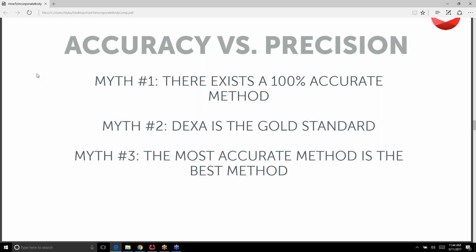So I'll talk a little bit about accuracy and precision and the difference in a second here, but going on to myth number 2. A lot of people will think that DEXA is the gold standard today, but given the fact that the MRI is the only thing that sees fat, and that DEXA's formulas are based on studies done with the MRI, we like to tell people the MRI is considered the gold standard.